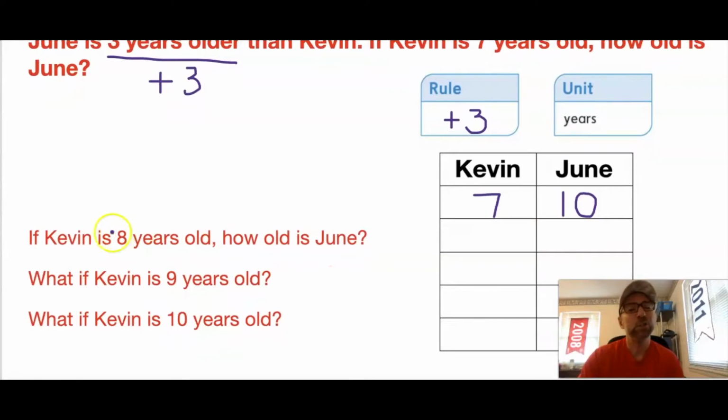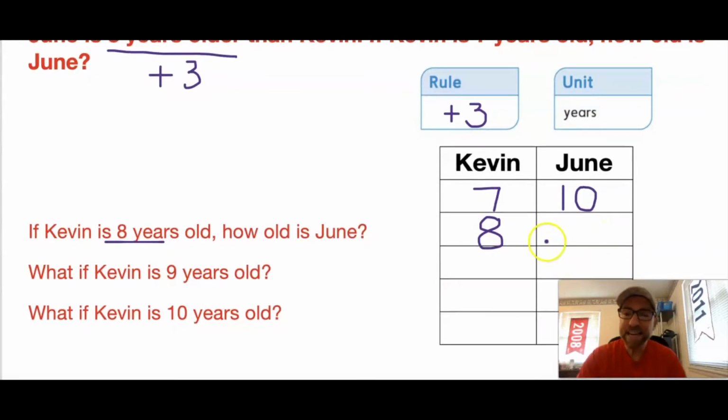But what would June be? Let's see. If Kevin is 8 years old, how old is June? So now I'm going to write an 8 for Kevin. Kevin is 8. How old would June be? So right next to it, I want to write June's age when Kevin is 8. Well, I know that my rule is plus 3. 8 plus 3. And what does that equal? 9, 10, 11. So June would be 11 years old when Kevin is 8.